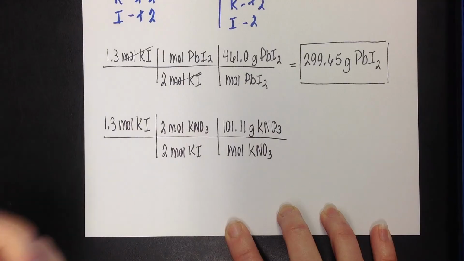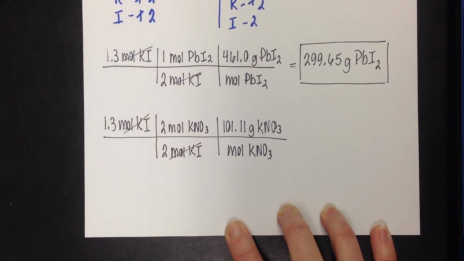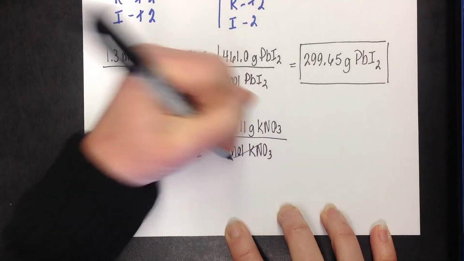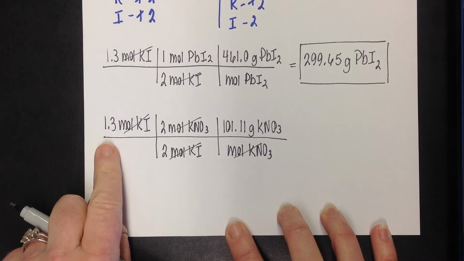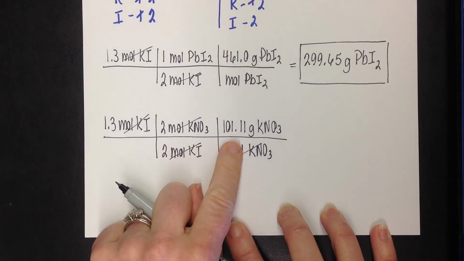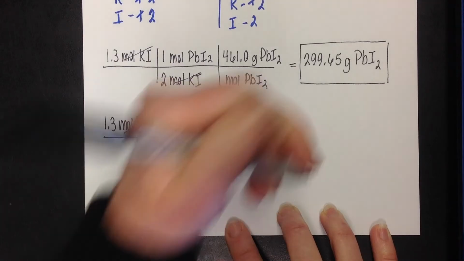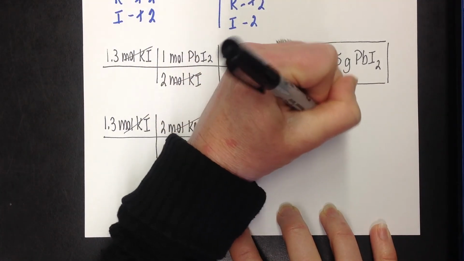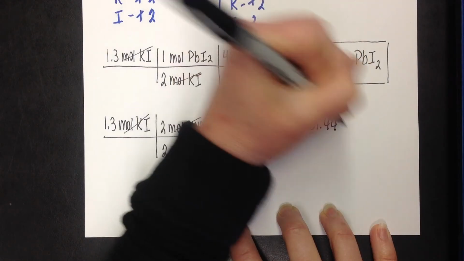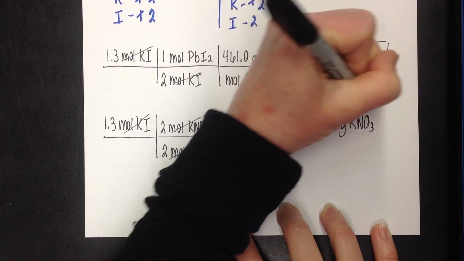So looking back through my problem, these moles canceled. I switched substances right here, and then we went from mole to gram. So if I multiply 1.3 times 101.11 and divide by 2, I'm going to get 131.44 grams of potassium nitrate.